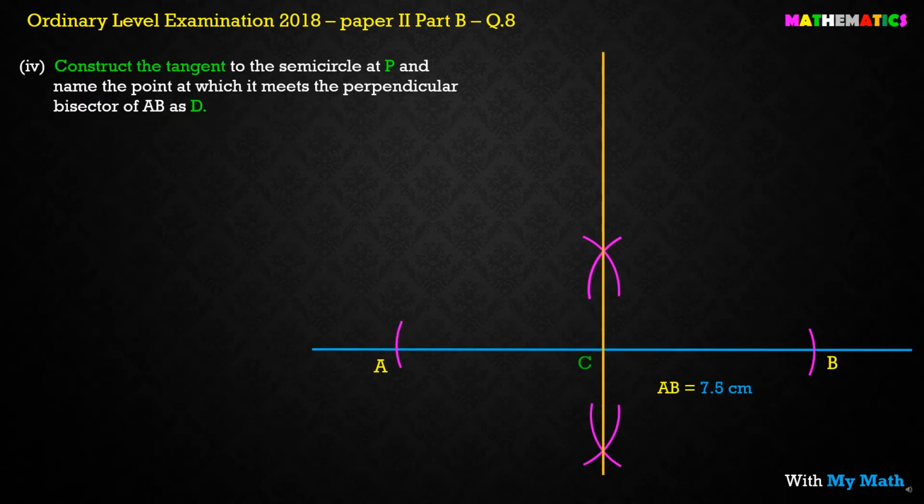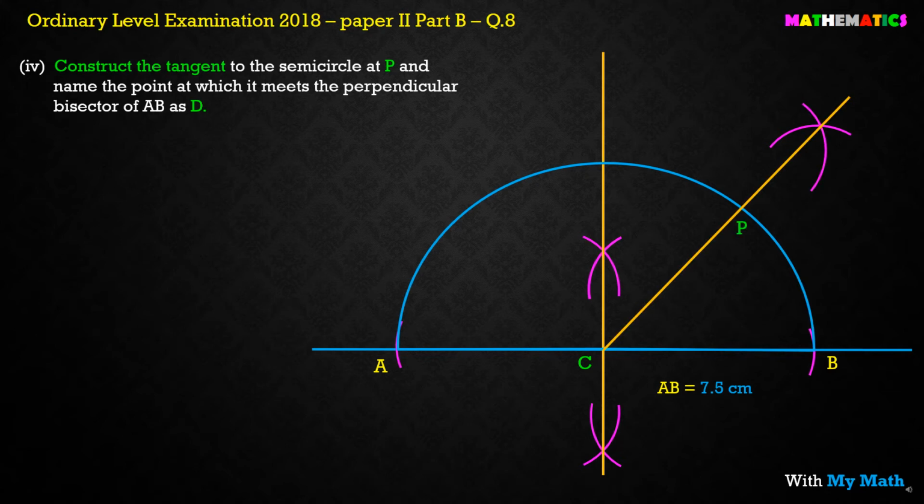Here I will draw it for you. Again, we have done it in the third question. Okay, up to here we have done. The fourth one: construct the tangent to the semicircle at P and name the point at which it meets the perpendicular bisector of AB as D. So we have to do two things. Initially I will do the first thing for you. Construct the tangent to the semicircle.